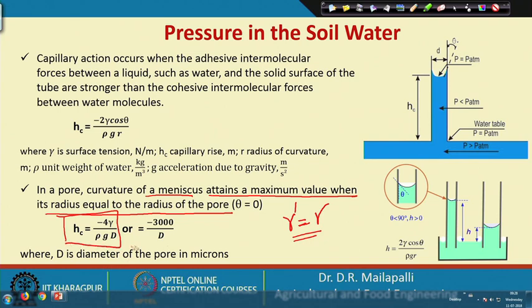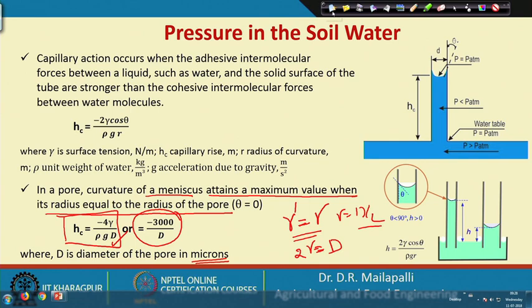Okay. So, here you substitute for r equal to d by 2, that is, 2r is equal to d, right. So, substituting r equal to d by 2, you get minus 4 gamma over rho g d. Or you put all the values of rho g, because g is 9.8, rho is 1000 kg per meter cube, right. Substituting everything, you get Hc is equal to minus 3000 by d, where d is in microns.